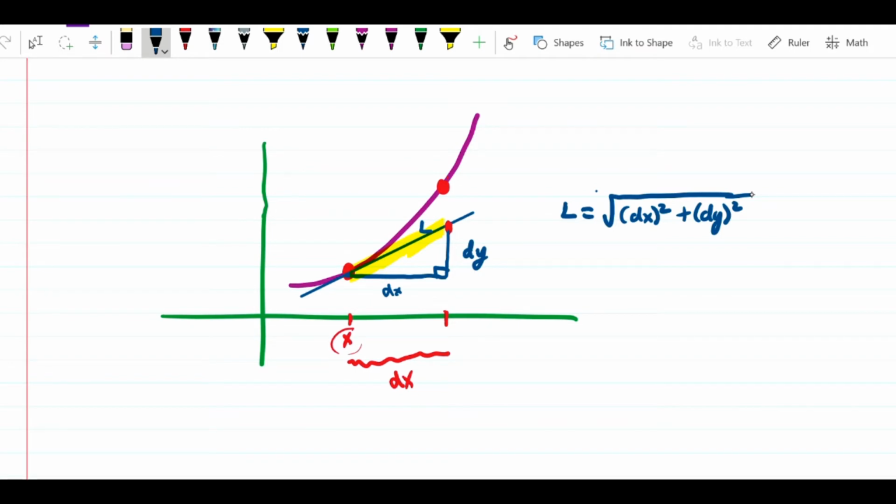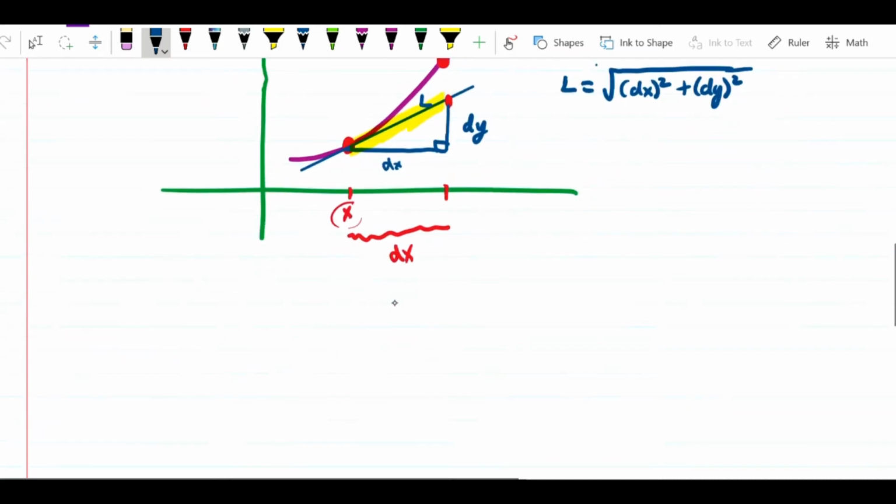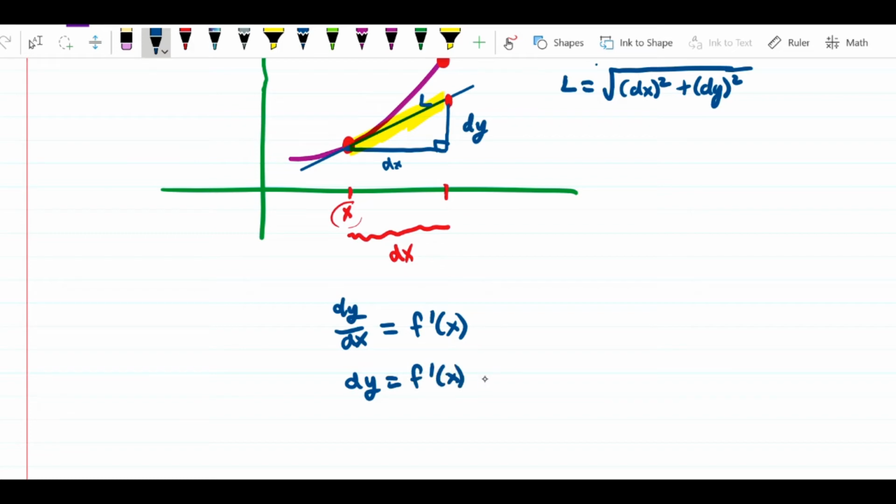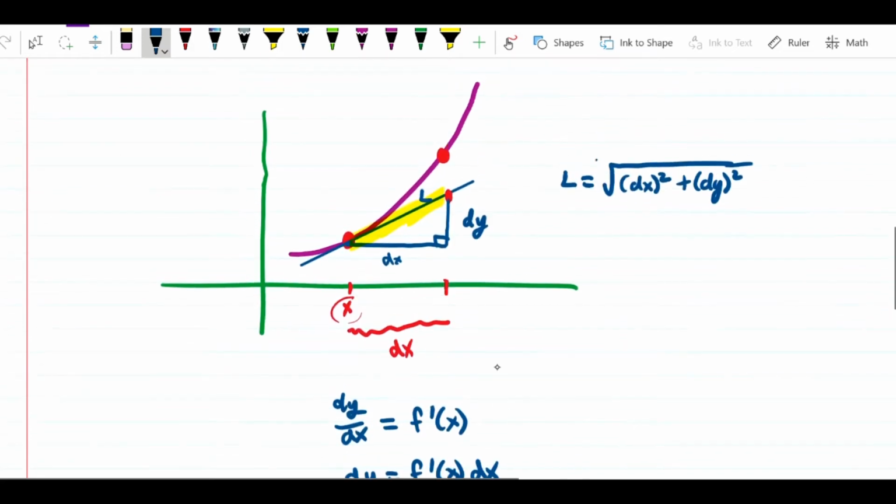I know you're not usually used to doing things like squaring dx's and dy's, but just bear with me for a moment. So if that's the case, what we want to be able to do is really write dy in terms of things that we know about x. So let's just come down here for a minute. We know that dy over dx is just another way of writing f prime of x. If I multiply both sides of this equation by dx, I get that dy is equal to f prime of x dx. So let's come back up here for a minute and actually substitute that in.